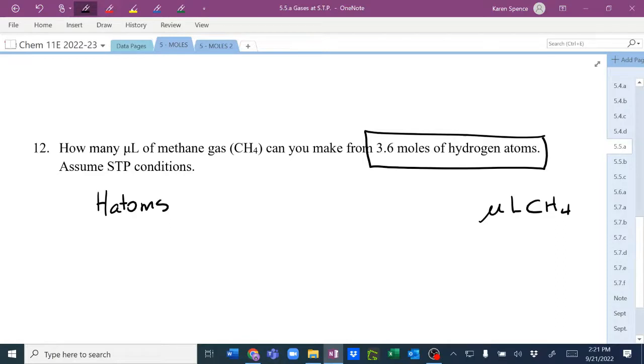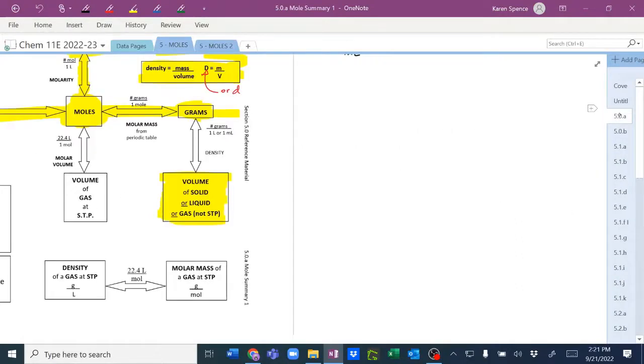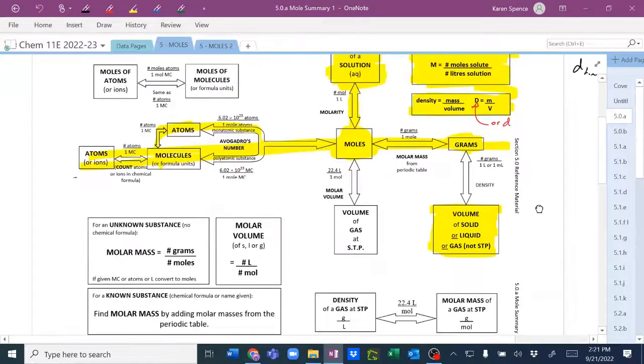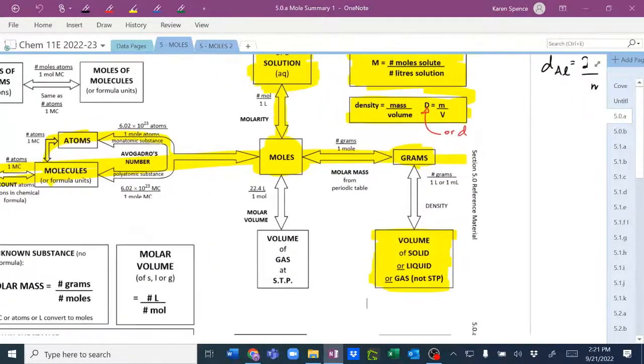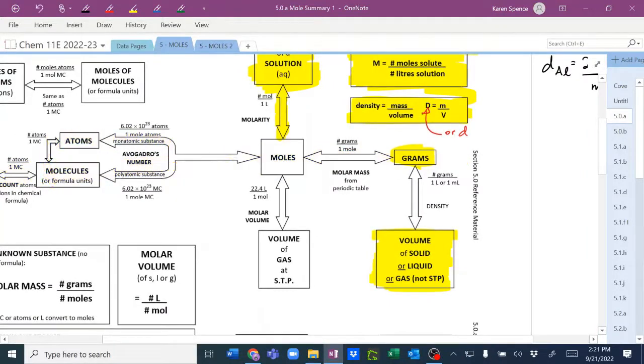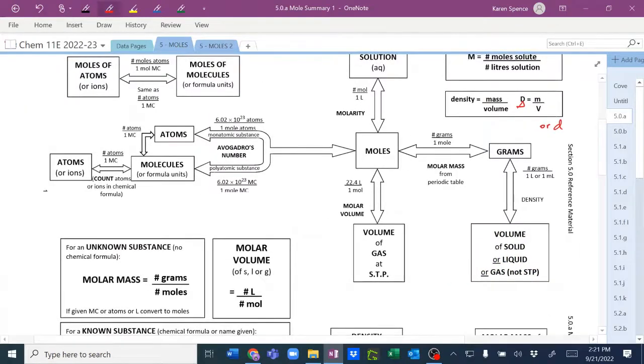If I go back here, I could actually map my journey on here. I am starting with atoms of hydrogen. What should I be converting atoms of hydrogen into? Molecules. Molecules of H2.